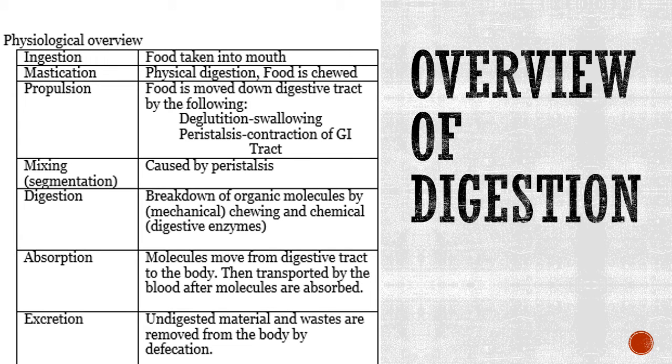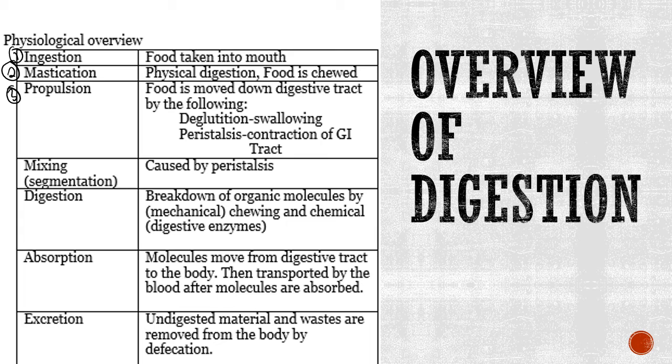Lastly, an overview of digestion. And this is just general from top to bottom, what occurs, or the different processes that occur. So this is the physiology of it. So first we have ingestion, which is going to be the first one, which is taking food into your mouth. All right. And then we have mastication, which is chewing. And then we have propulsion.